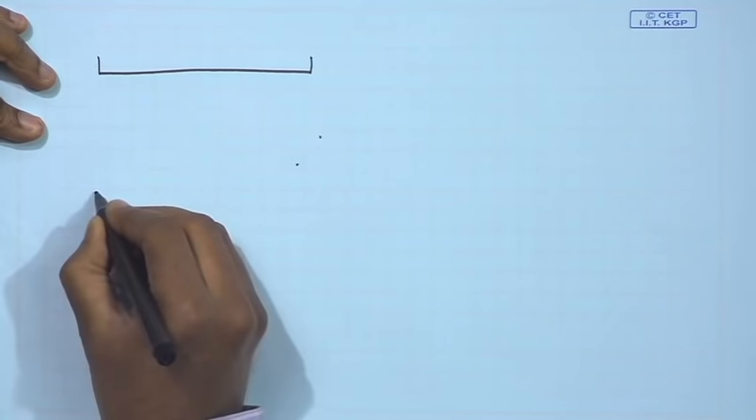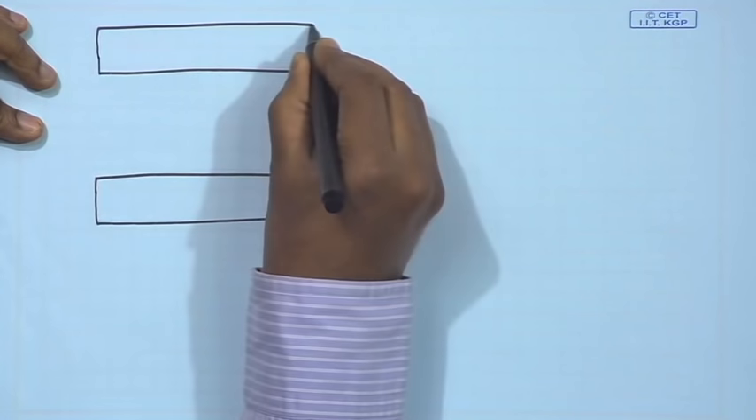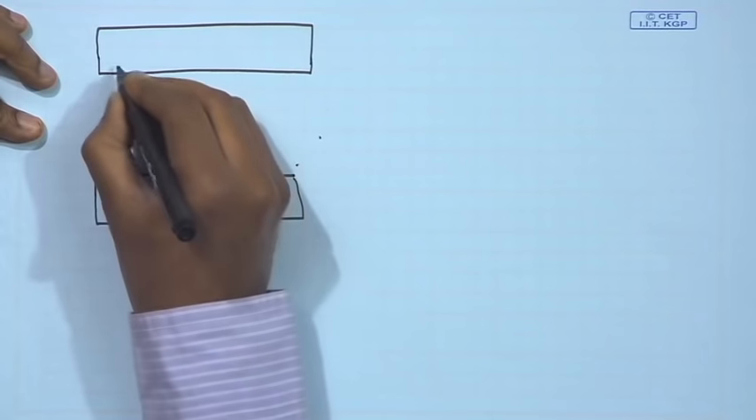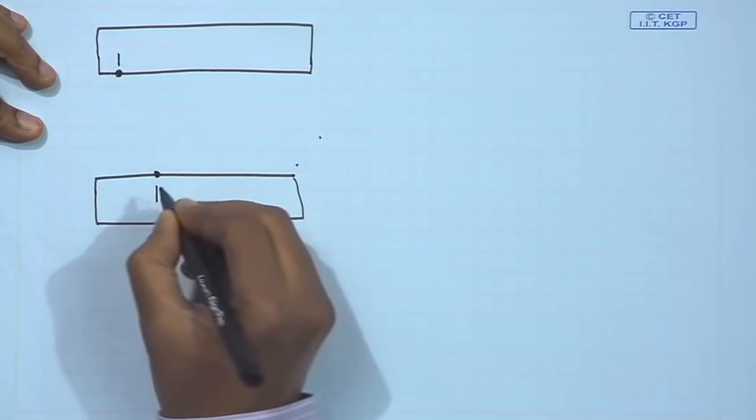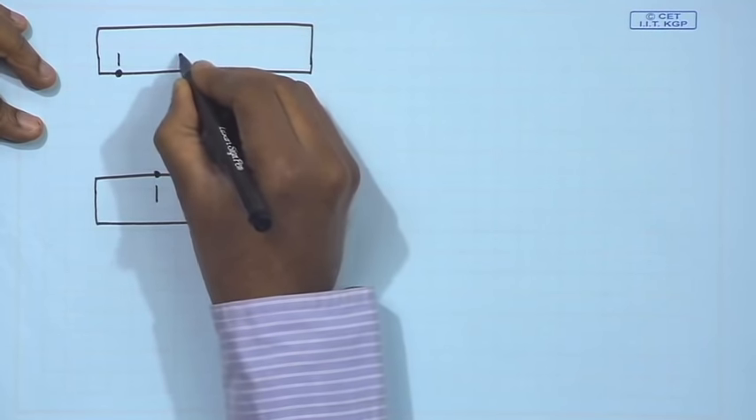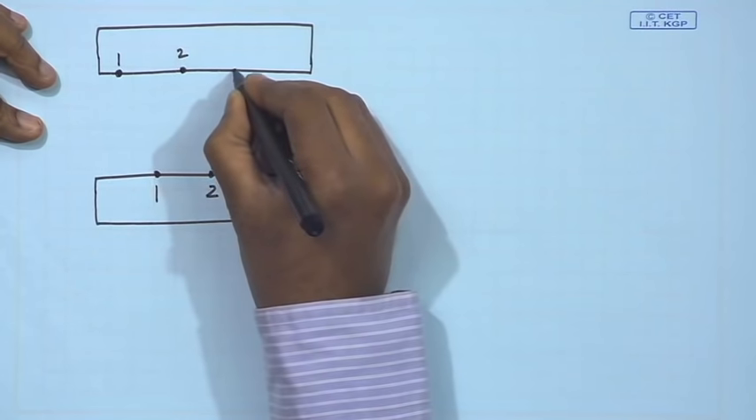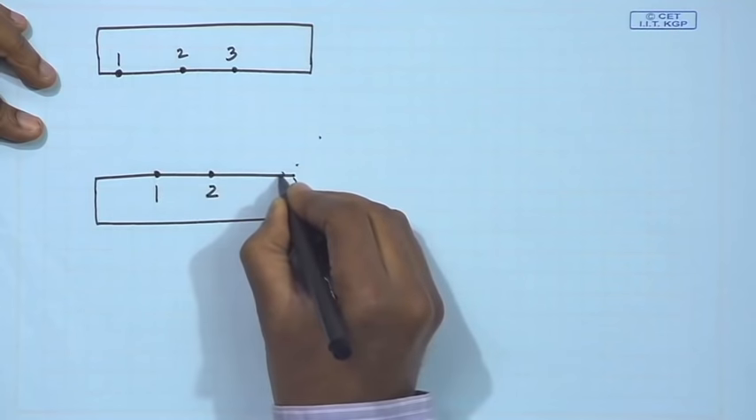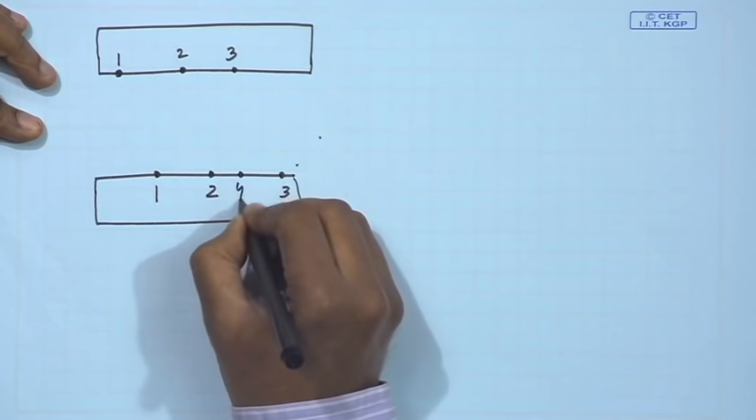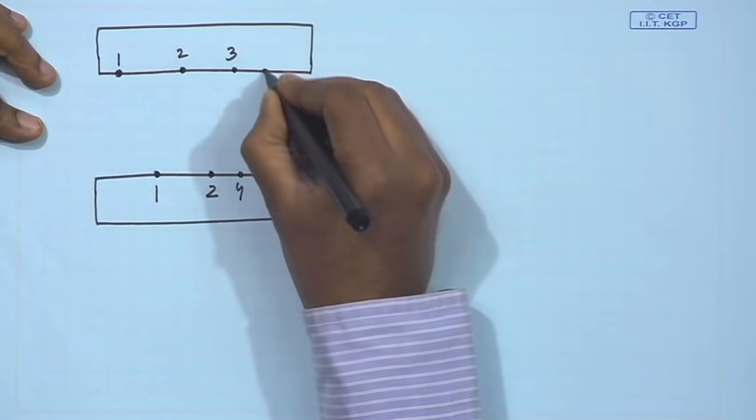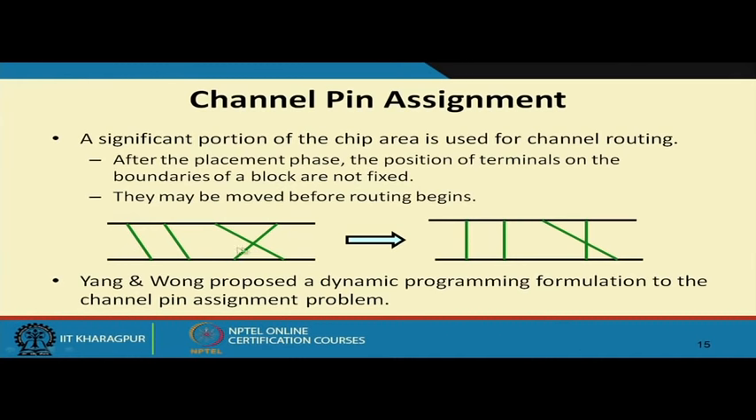Let us take a channel problem. Let us say I have one standard cell row here, one standard cell row here, and this is the routing problem. Let us say I want to connect a point 1 to a point 1 here, I want to connect a point 2 to a point 2 here. Similarly, there is a point 3 here, I want to connect it here, and there is a point, let us say 4 here, I want to connect it here. So, this actually is similar to the problem which is shown on the slide.